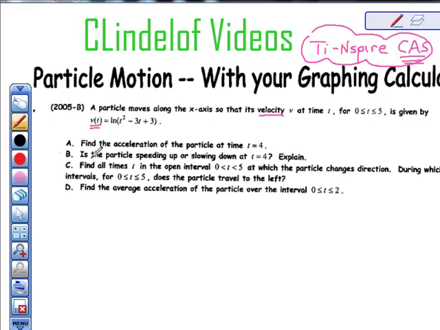It says find the acceleration of the particle at time t. And then I'm just going to read a little bit forward before I decide how I'm going to chase this. It says, is the particle speeding up or slowing down at t equals 4? Explain. So what I'm going to do is go to my TI.